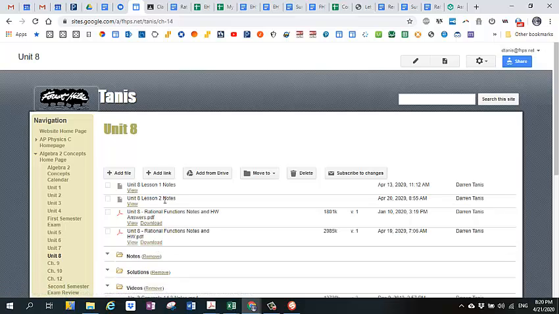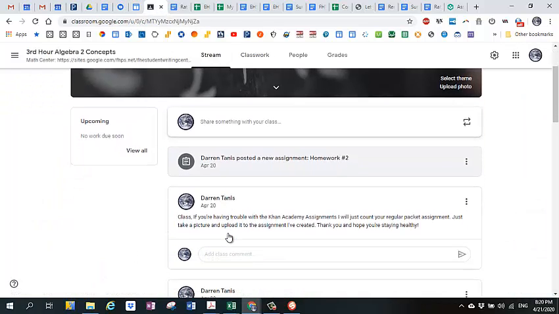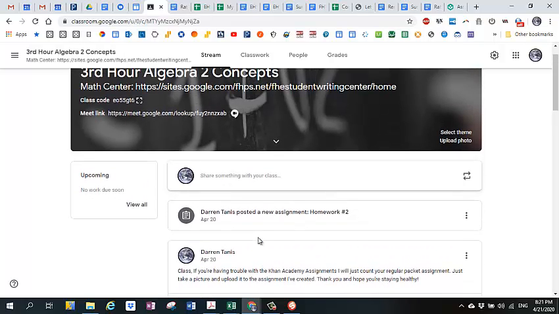And then I'm also posting things on Google Classroom. If you go to the stream, I know it's a little redundant, but I'm also posting everything here. The notes, the videos, everything. So you basically have everything on both platforms. You have everything on Google Classroom, and you have everything on our Google website.